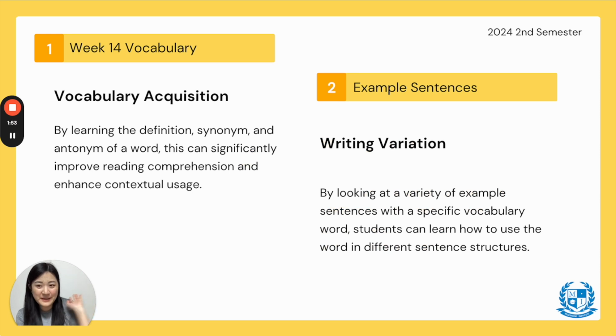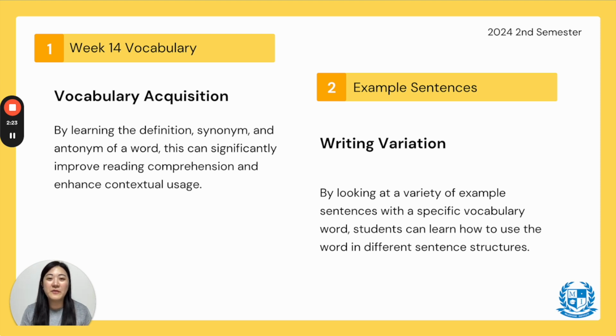But why are we doing this, Miss Kimberly? Why do I have to watch this? It's because it's going to help you. First, we're going over week 14 vocabulary for vocabulary acquisition by learning the definition, synonym, antonym, and the part of speech of a word. This can significantly improve your reading comprehension and enhance your contextual usage. Basically meaning we're going to keep filling our word bank in our brain with more and more and more words.